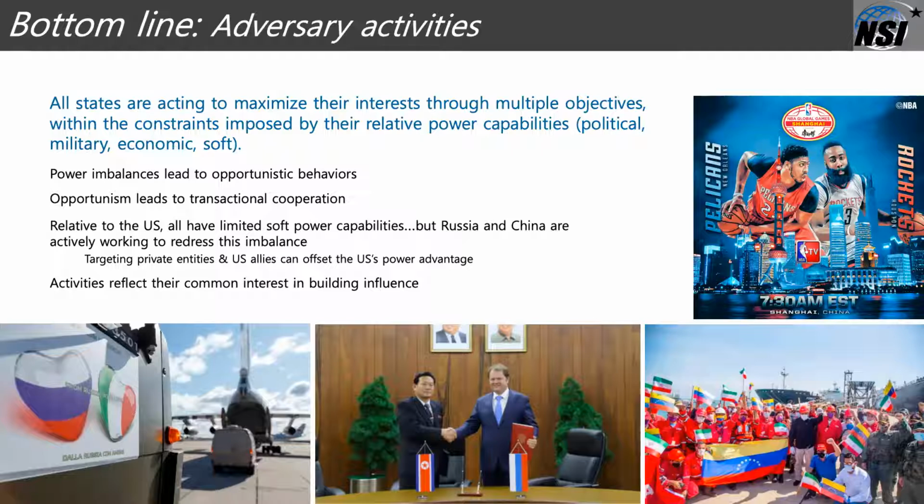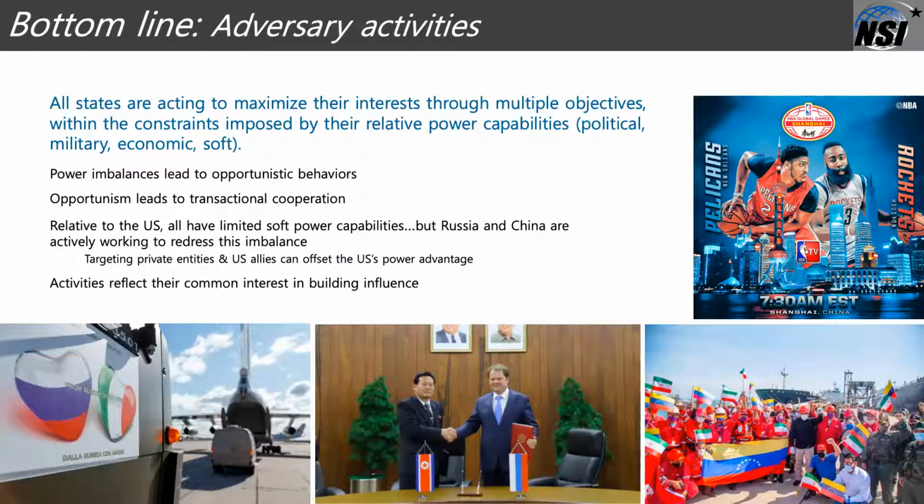Targeting private entities and US allies can offset the US power advantage. US influence is intrinsically tied to its promise to extend its deterrence umbrella over its allies. Cross-domain activities against private entities and US allies that stay below the threshold for a US military response undermine the credibility and effectiveness of US deterrence. A little later on, we're going to look at a case study that really exemplifies this strategy.